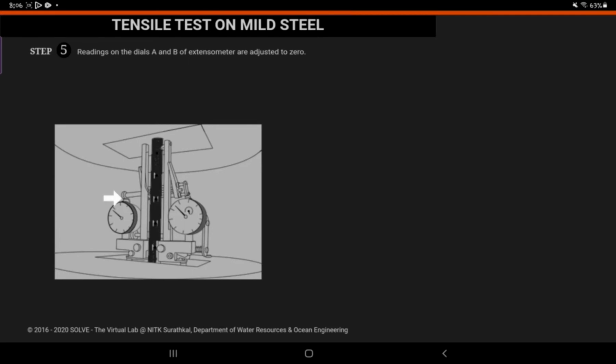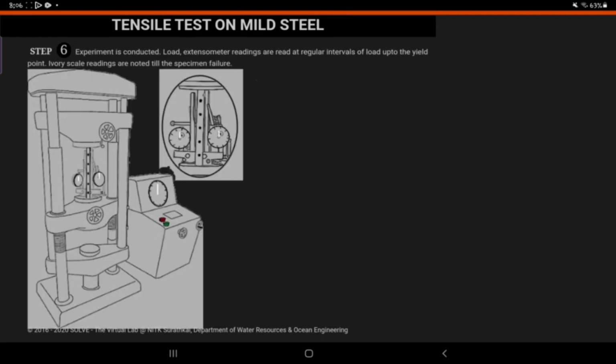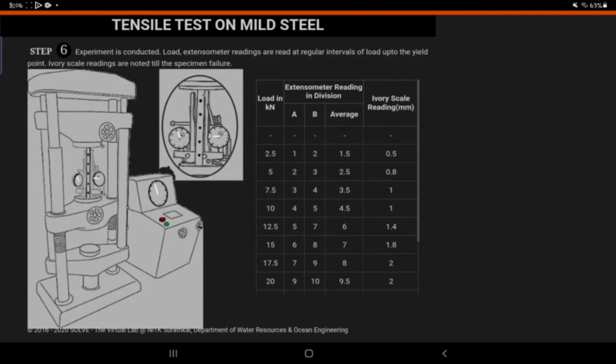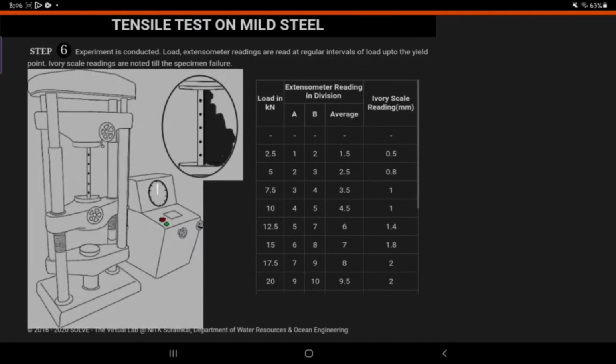And then for step 5, readings on the dials A and B of the extensometer are adjusted to 0. Step 6, experiment is conducted. Load and extensometer readings are read at regular intervals of load up to the yield point. Ivory scale readings are noted till the specimen failure.